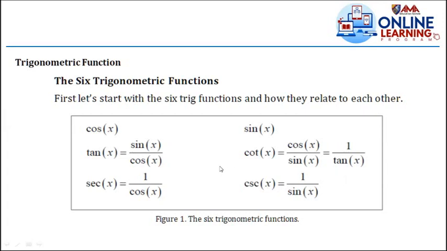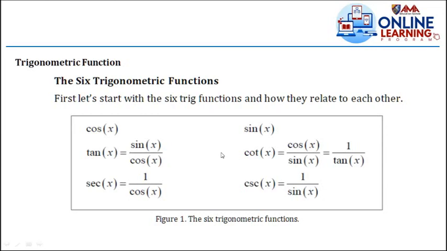What we call it is SOHCAHTOA, and that's the acronym of the 6 trigonometric functions. Sine is equal to opposite all over hypotenuse. Cosine is equal to adjacent all over hypotenuse. Tangent is equal to opposite all over adjacent. We have also KU SIYA KAU.